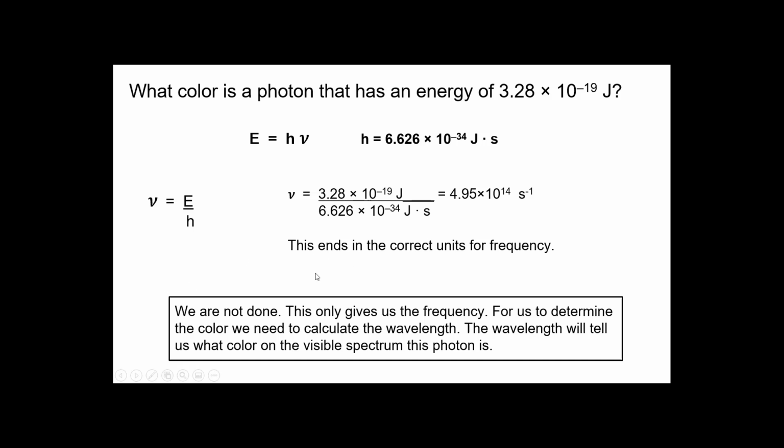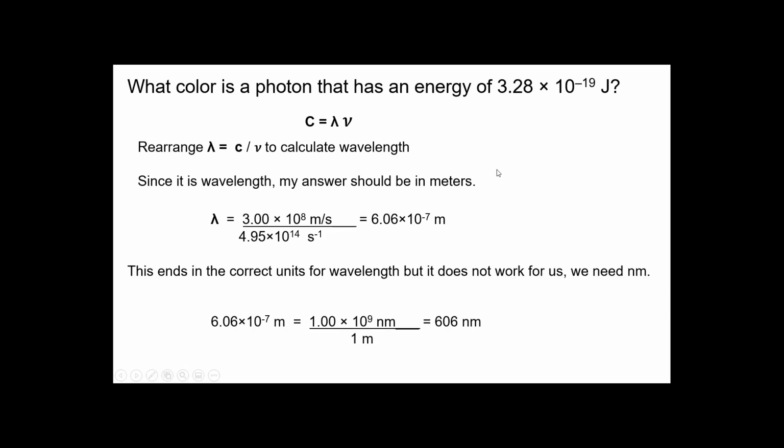So this is correct. It ends in my correct frequency, my correct units, so I believe I'm on the right track. But we're not done because we can't get to color from frequency, but we can get to color from the previous equation with the speed of light. We can solve for lambda, which is wavelength. So we need to arrange this to calculate for wavelength, which we do. And now we've determined a number.